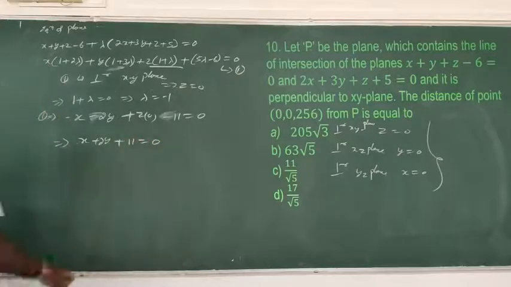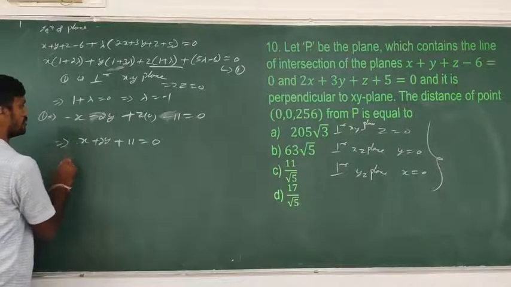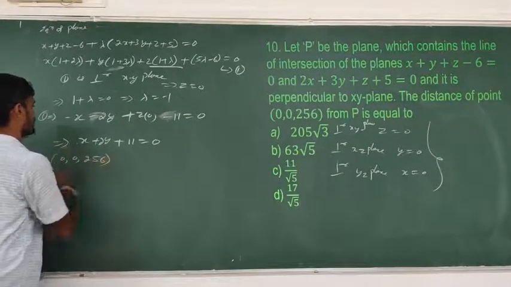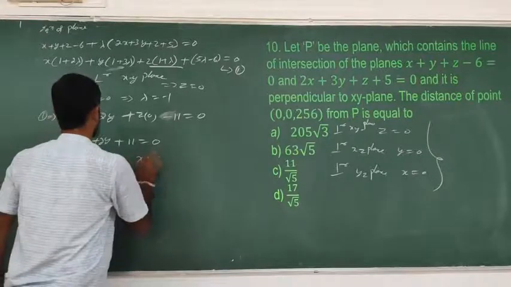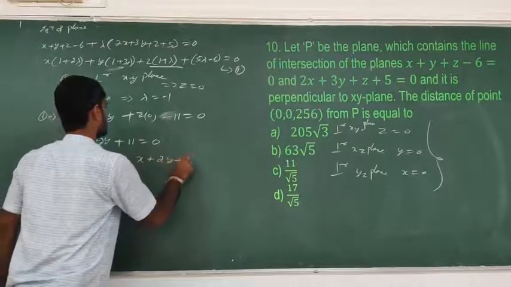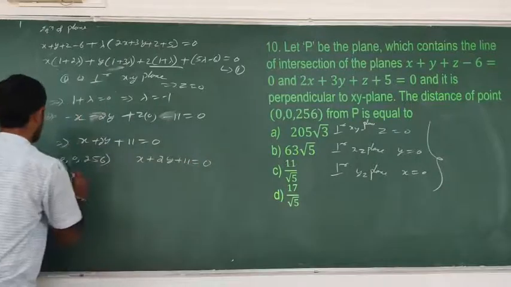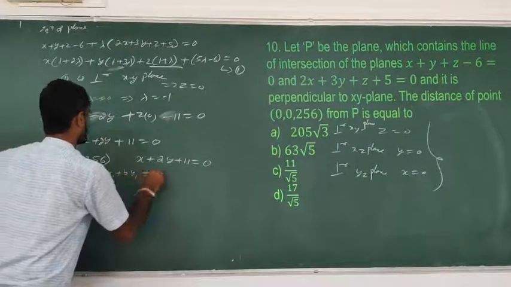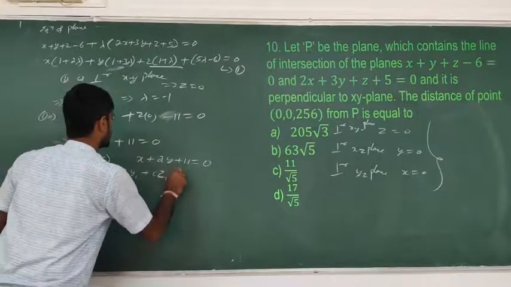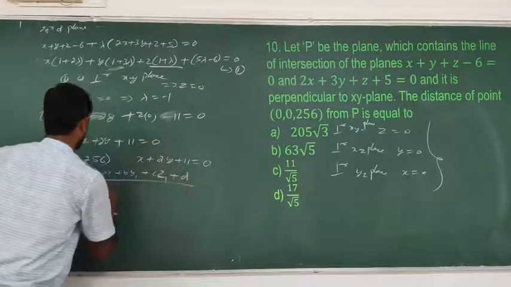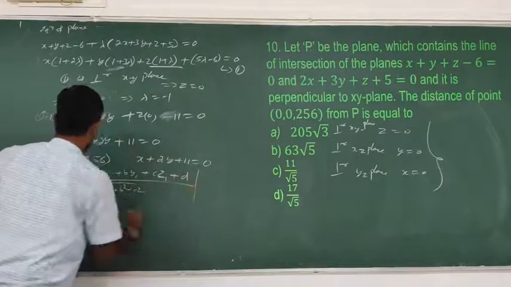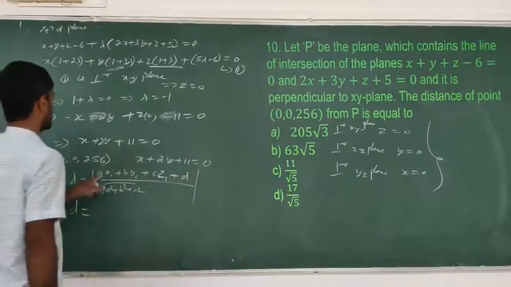Now, the distance of point P, that is (0, 0, 256), from this point to the plane x plus 2y plus 11 is equal to 0. So D is equal to, the formula is (ax1 plus by1 plus cz1 plus d) divided by square root of a square plus b square plus c square. This is the formula.